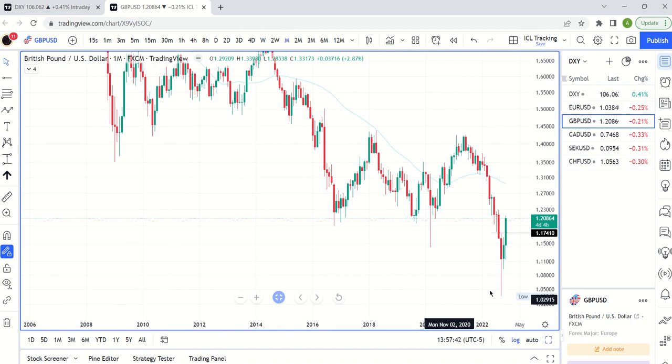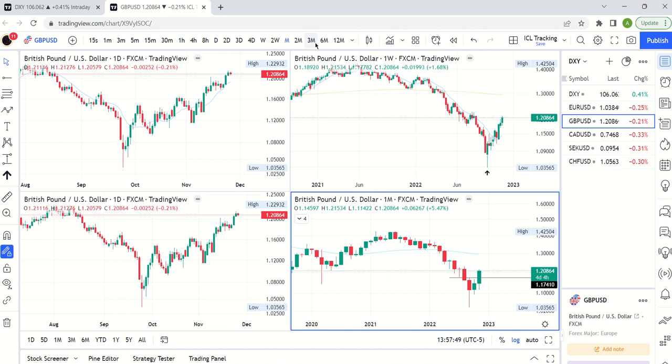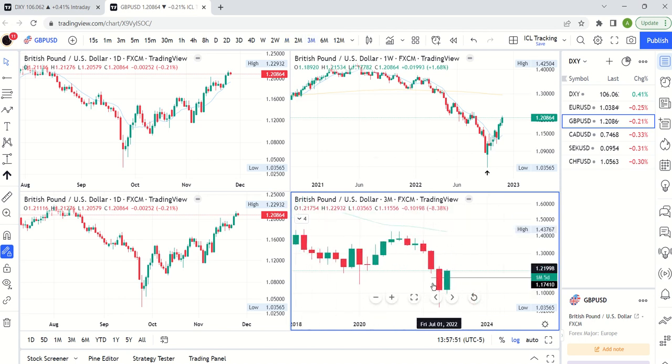And on the monthly, you have kind of the same thing as I drew here. You have your monthly swing low. And I believe this is trying to make a quarterly swing low as well, right? So not quite there.